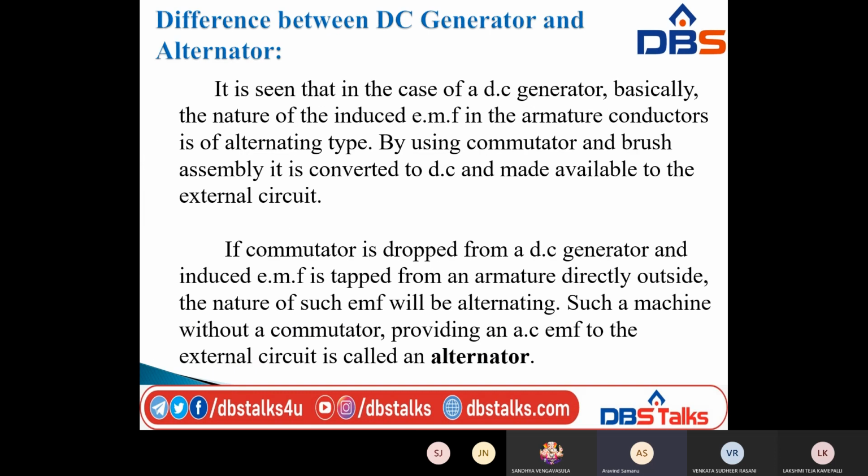And next one, the difference between DC generator and alternator. In the case of a DC generator, the induced EMF in the armature conductors is of alternating type.